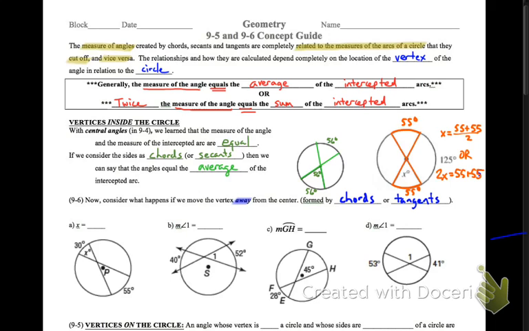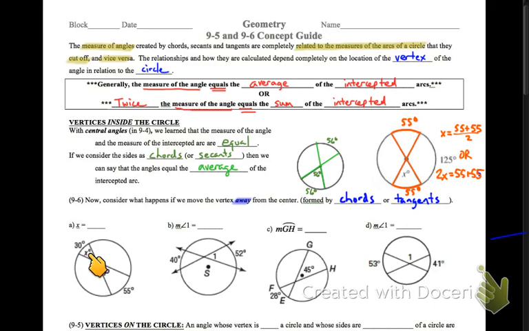Now what happens if the vertex of the angle is not at the center of the circle? Then it's no longer a central angle, so we have to treat it a little bit differently. We treat it like this up here. Consider what happens when we move the vertex away from the center, formed by chords and tangent. So what if it's here? The circle P, here's the center. The vertex is here, not at the center. Here's what we're going to do.